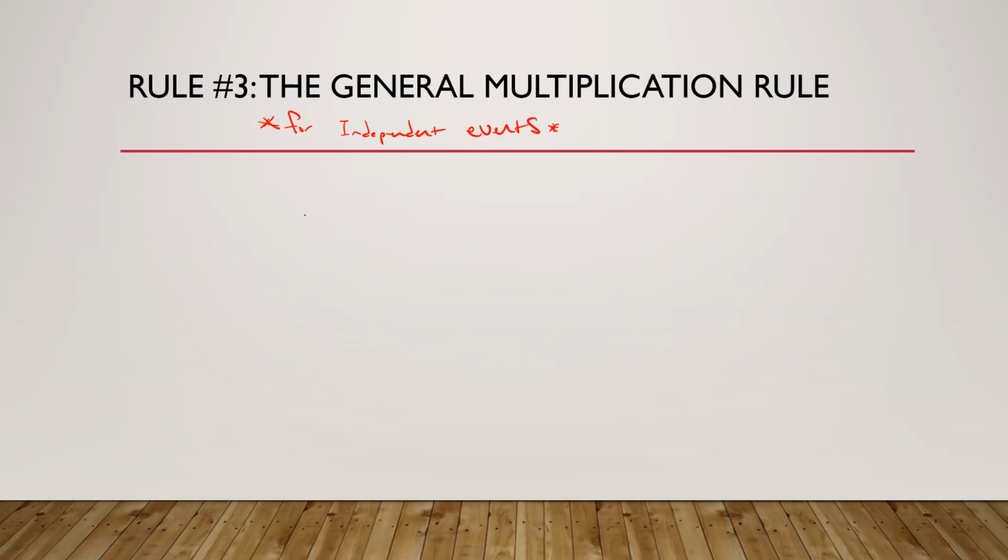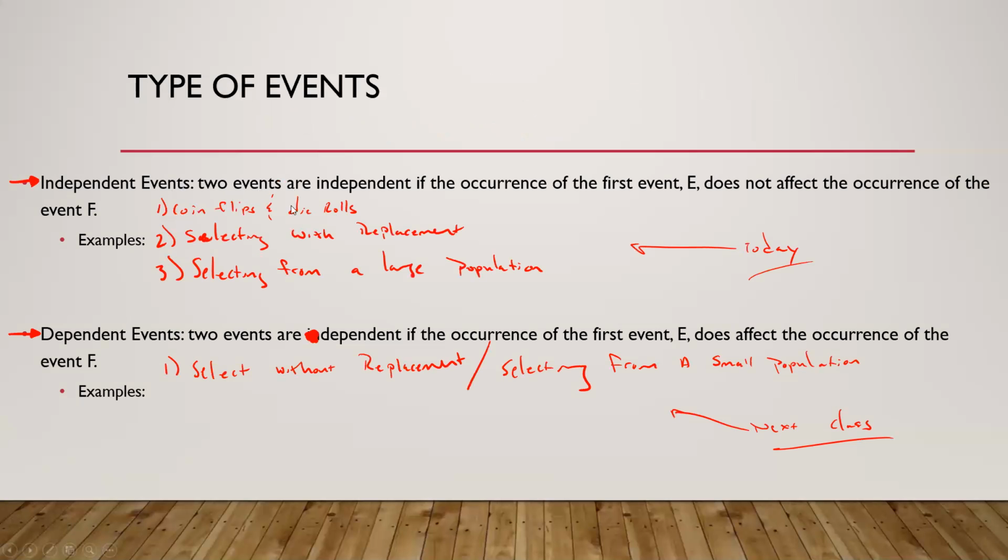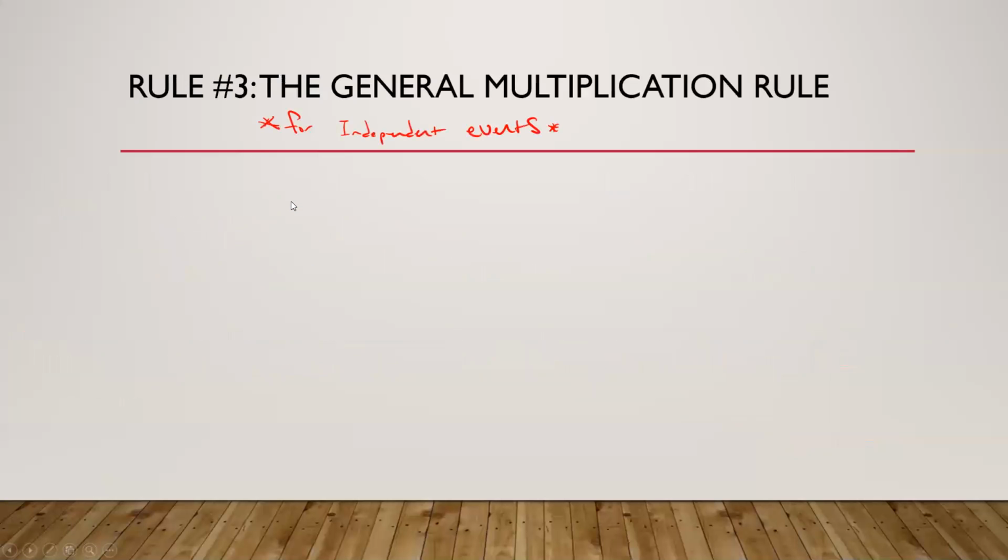So this rule works when you have the two events are independent. Okay, so they meet this criteria here. And the rule goes like this. For any two independent events, we'll call those events E and F, we have the following.